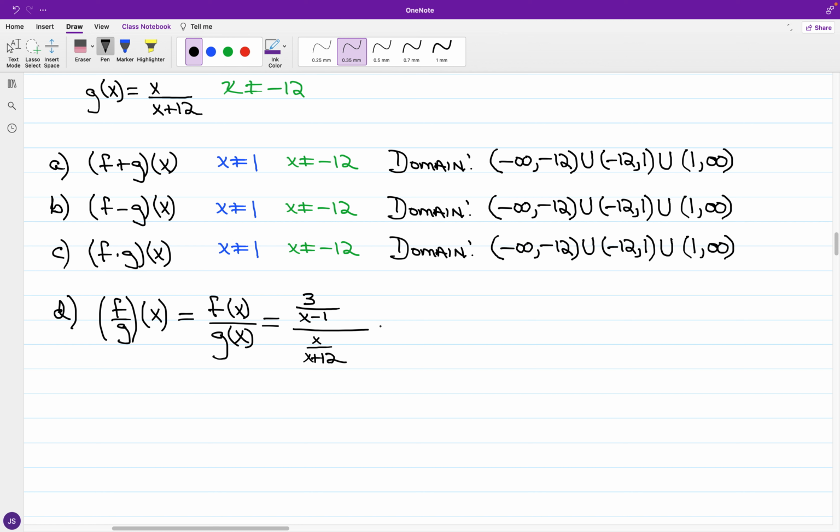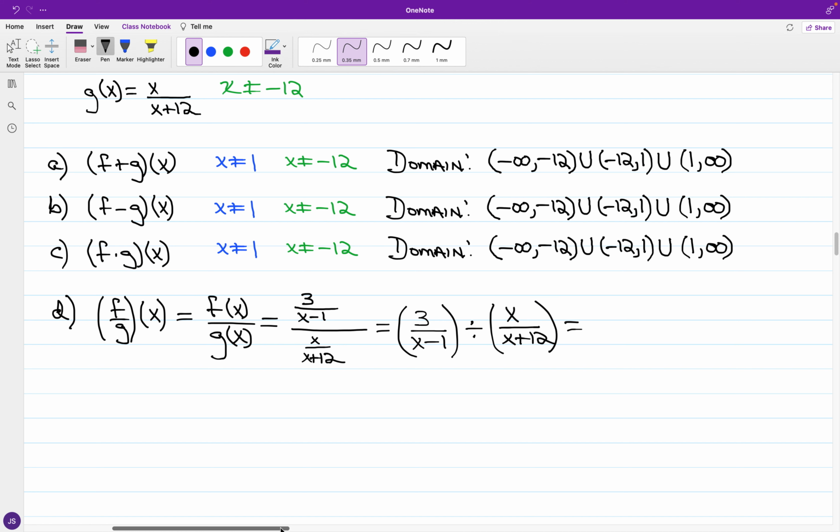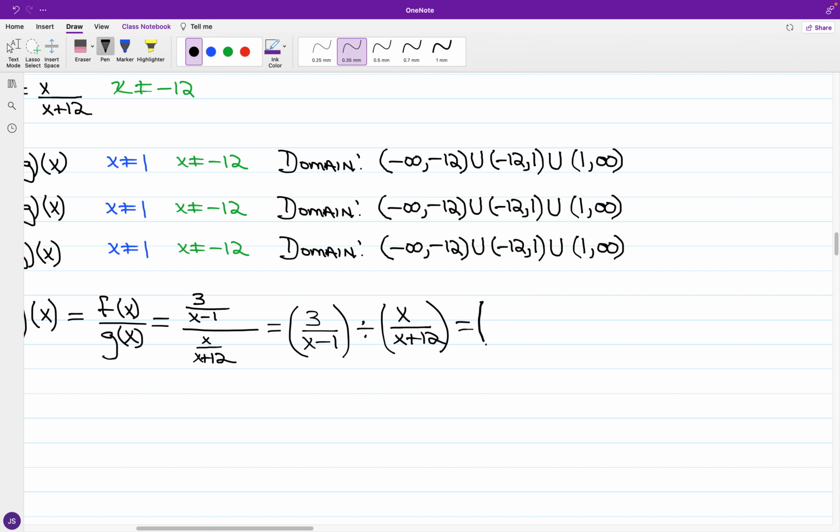And so you have a ratio between fractions. Just to get out of this particular ratio mode, you've got 3 over x minus 1 divided by x over x plus 12. Dividing by a fraction is the same as multiplying by the fraction's reciprocal. So we have this time x plus 12 at the top and x on the bottom.